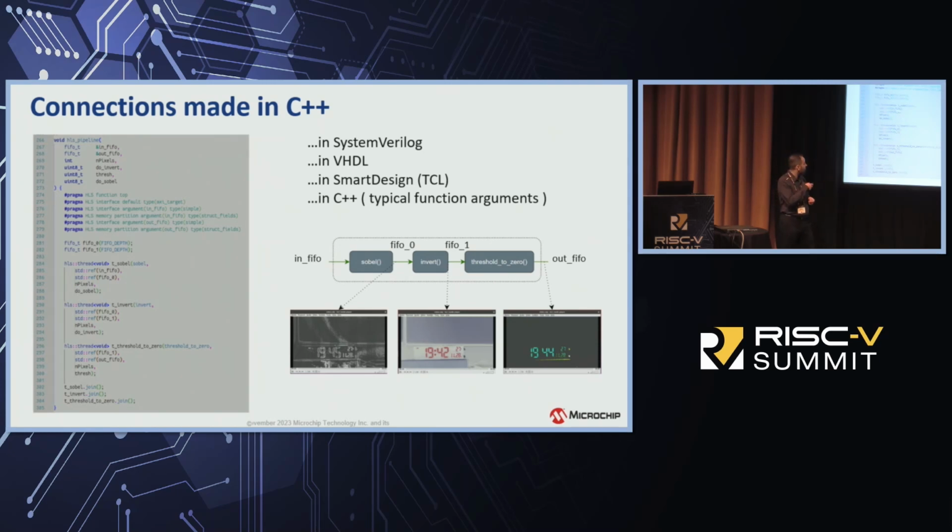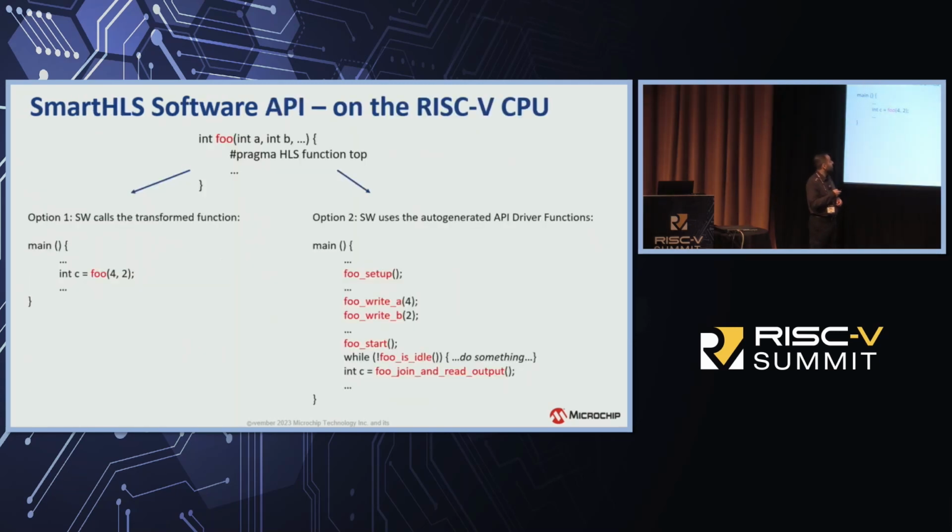And this argument basically translates into FIFOs or wires or registers. So this is how you can actually perform integration. So for example, in this case, the foo function with this pragma, we're telling the compiler, I want this function to become hardware.